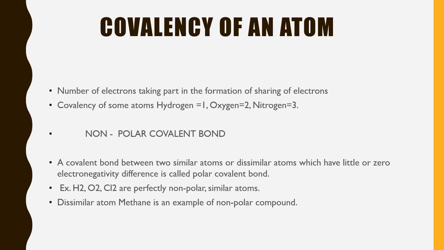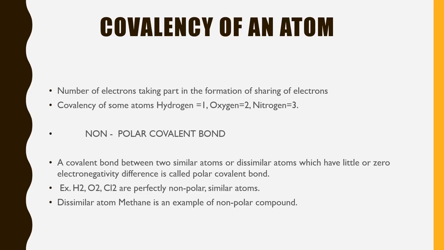How to find out the covalency of an atom? The number of electrons taking part in the sharing of electrons gives the covalency of an atom. For some atoms, hydrogen's covalency is 1, oxygen has 2 and nitrogen has 3. That means how many electrons it is mutually sharing. Based on that, it forms single covalent, double covalent and triple covalent bonds.